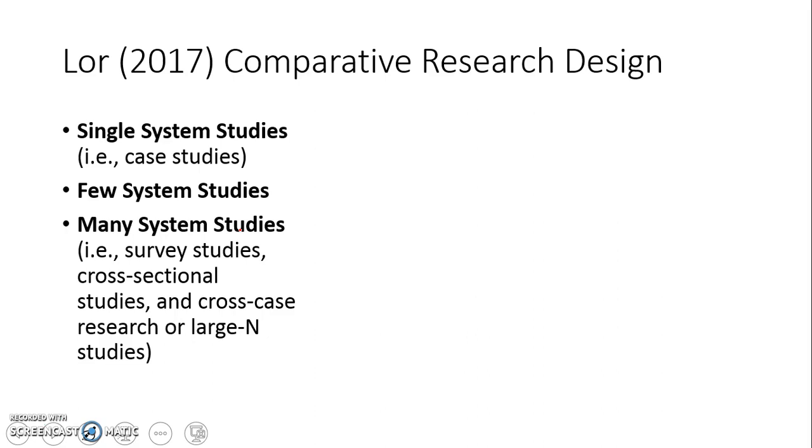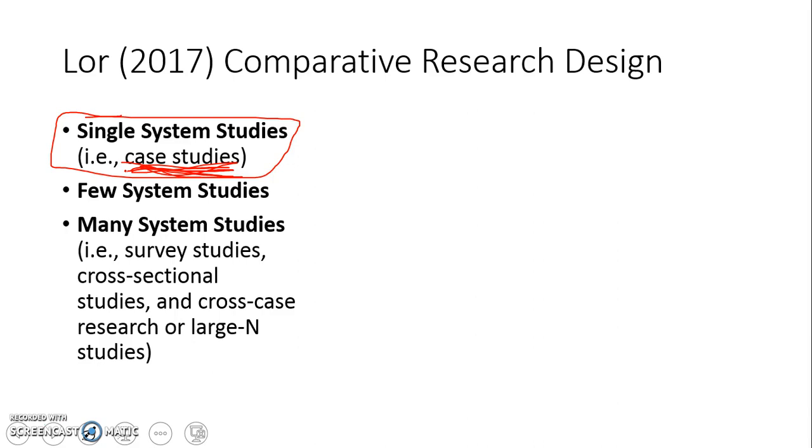And if we look at Lor a little more specifically, and this is where I will end for our session 1 screencasting, he talks about single system studies, few system studies, and many system studies. The single system studies, although we've seen that they can be done quantitatively, are often done in a case study manner, where we're trying to get to know the particular characteristics of a particular unit of study.